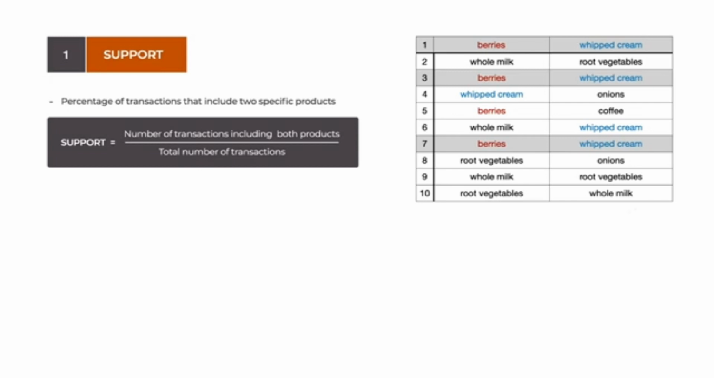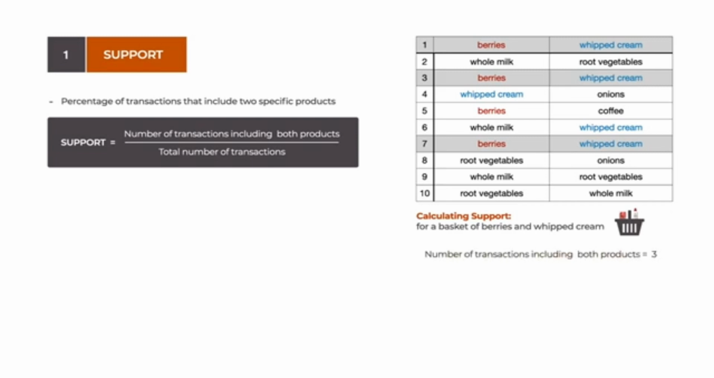Let us now calculate support for a basket containing berries and whipped cream. The number of transactions containing both berries and whipped cream is 3 and the total number of transactions is 10. So support for a basket of berries and whipped cream is equal to 3 divided by 10 or 30%, as support is represented as a percentage. Now, a high support means that the basket analysis stats are more reliable, and additionally, higher support makes the basket of products financially more interesting.